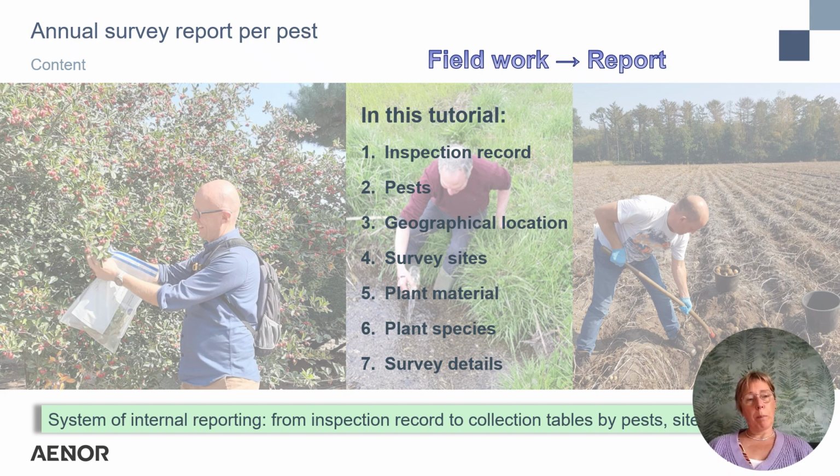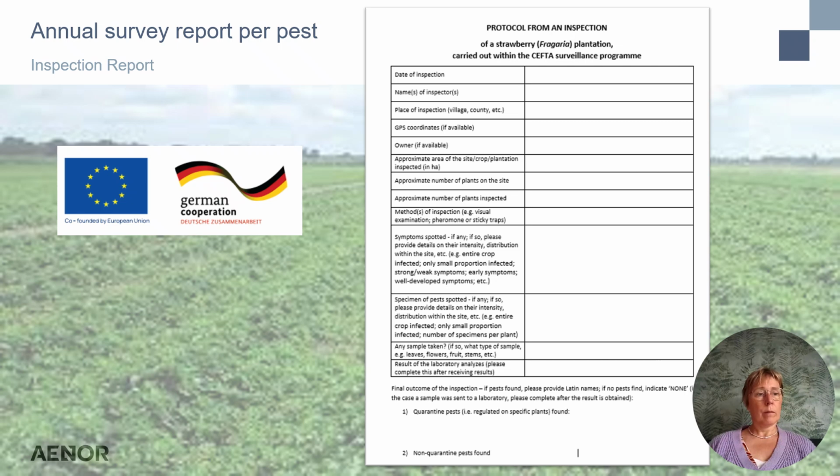In order to prepare a complete national annual survey report, a system of internal reporting must be established. This tutorial gives elements for an inspection record and for collection of data in a harmonized way. When conducting surveys, an inspection report should be used.